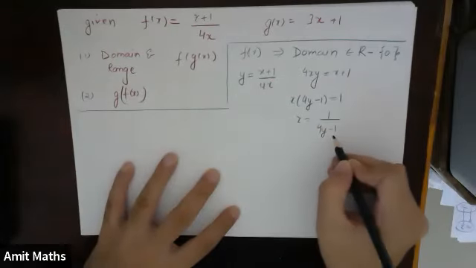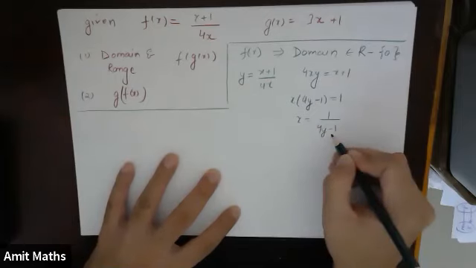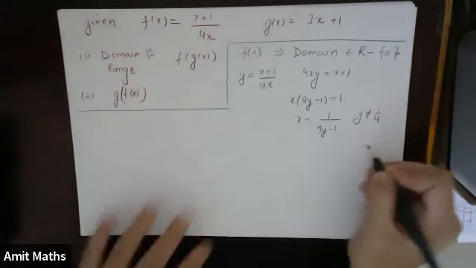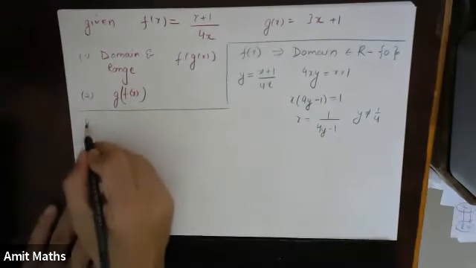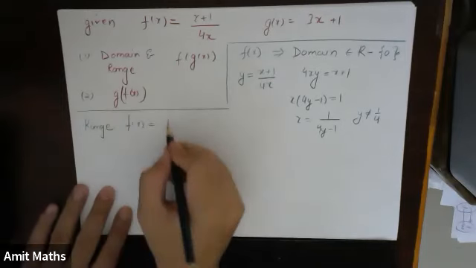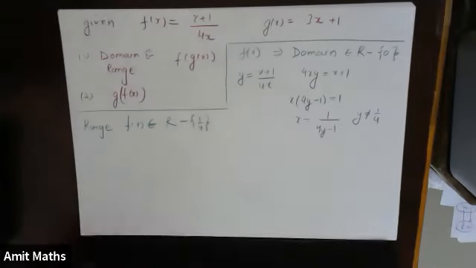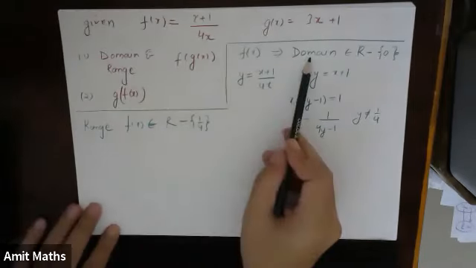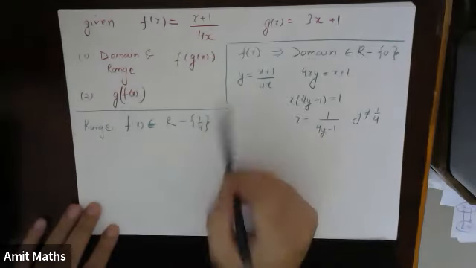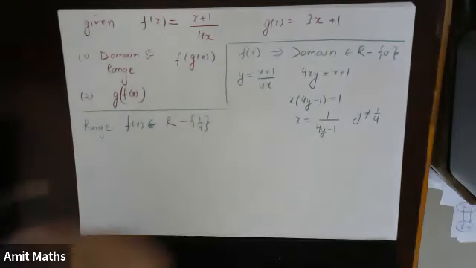So what will be the domain of this? y cannot take which value? y cannot be equal to 1 by 4. So the range of f of x will be R minus 1 by 4. Okay, so we got the domain as well as the range for f of x. Fine, this thing we have already done many times in previous questions.